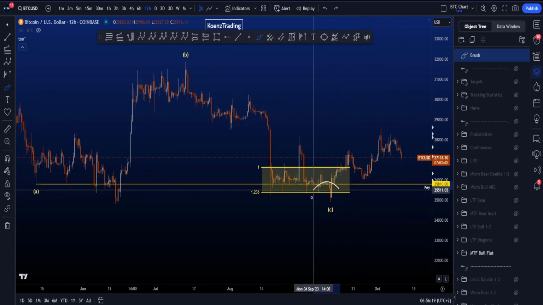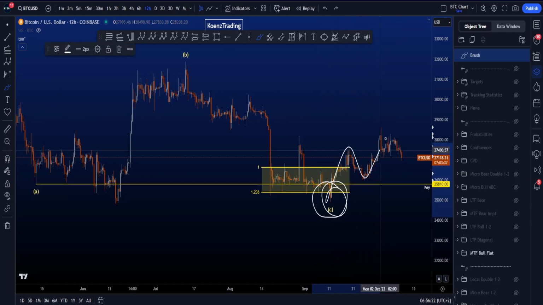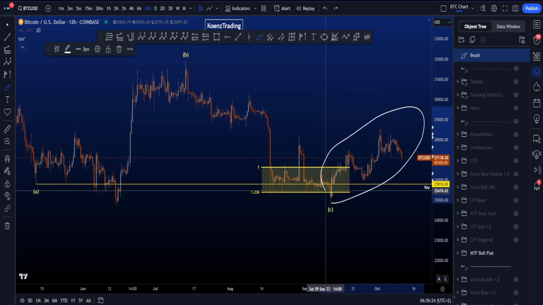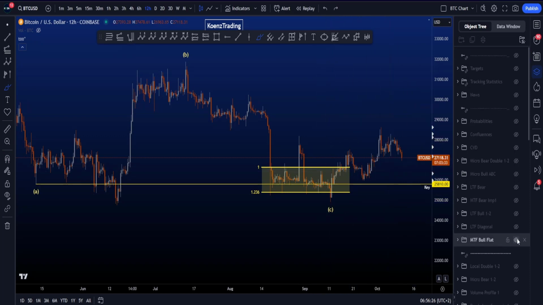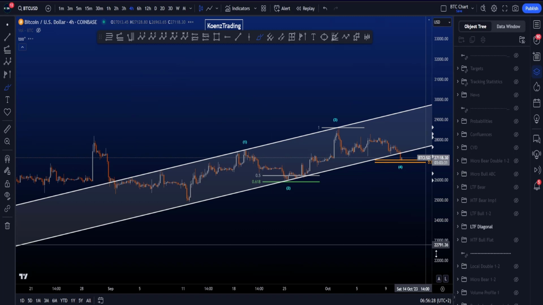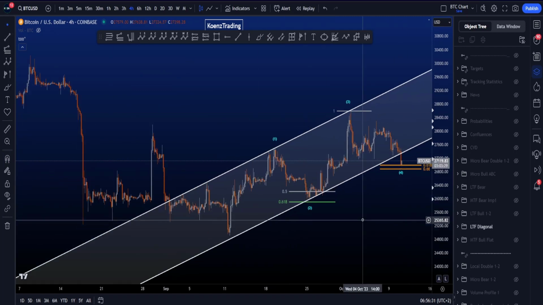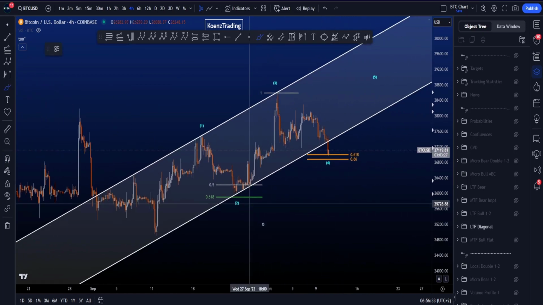Now if we do at least take this as the low and we look at the move to the upside, we want to see bullish structures to the upside. So let's zoom in to this structure over here and see if we can have some bullish structures to the upside. So there's 3 structures to look for.